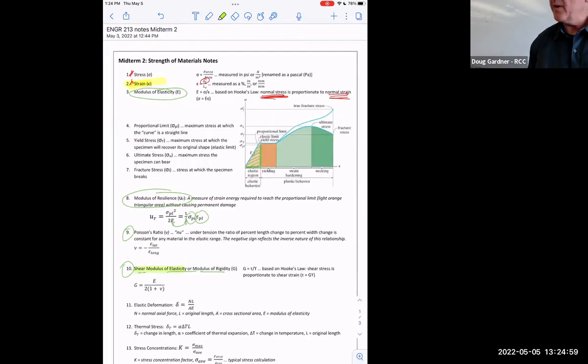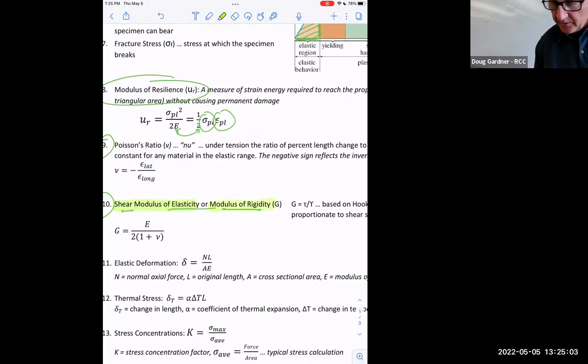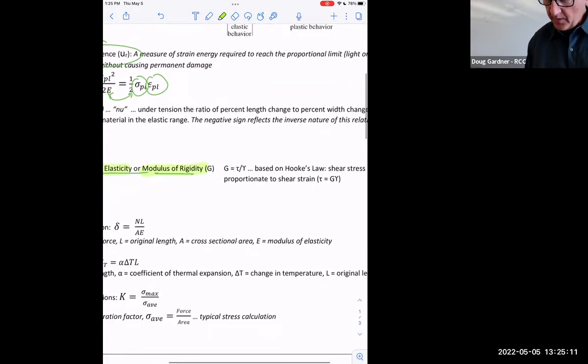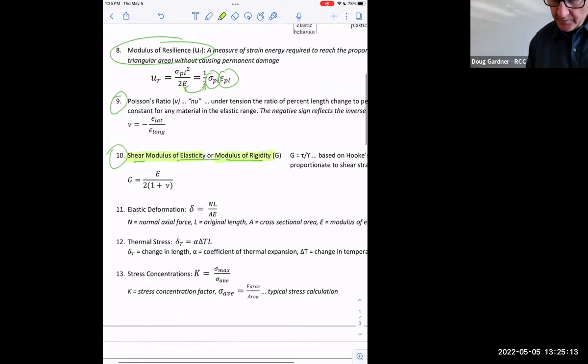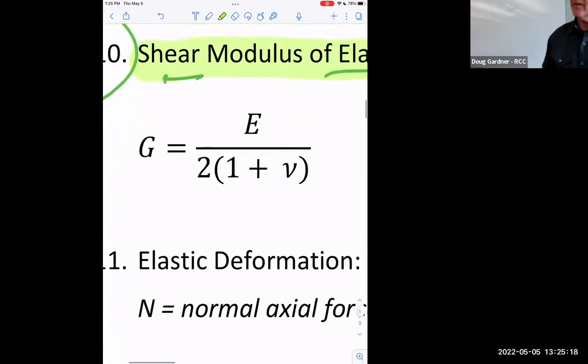I kind of like that better because then they're both elasticity. Or you can just say modulus of elastic rigidity and get rid of the shear part of it. Either way, whatever, G. And so it's proportionate just like E was. So that's kind of cool. But then notice this. This is kind of an interesting formula. Stare at that for a second. What is that actually saying?